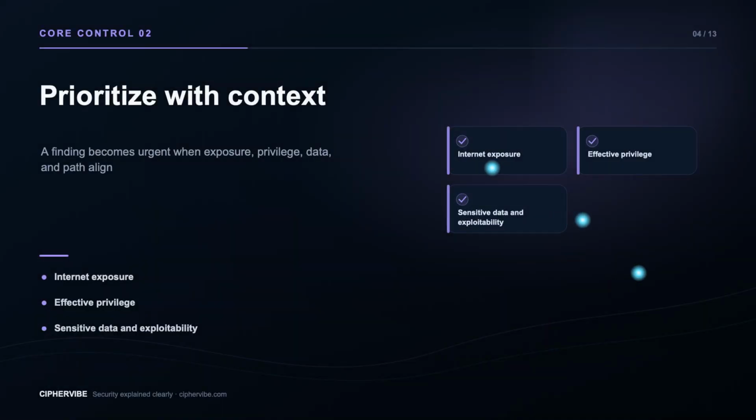The second building block is prioritize with context. Prioritize using the combination of public reachability, identity privilege, data sensitivity, vulnerability or misconfiguration, lateral movement path, business importance, and observed behavior. Explain why an alert is important in terms a service owner can verify and act on.